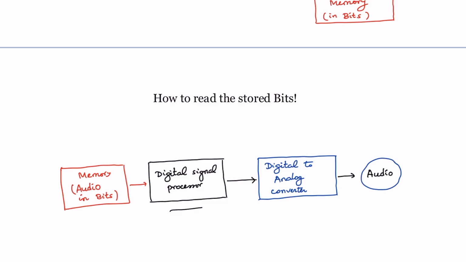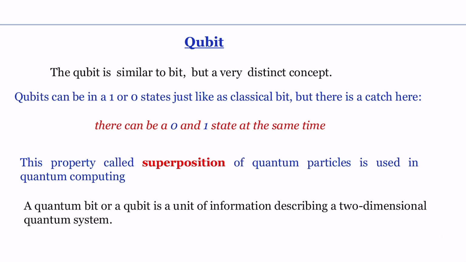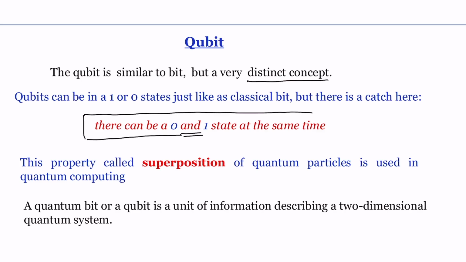I am doing these things very quickly because all of you must be aware of them. And now coming to the qubit, we already know what a qubit is. It is similar to a bit, but it is a very distinct concept because a qubit can be in a 1 or 0 state just like a classical bit, but there is a catch here because there can be 0 and 1 state at the same time. Now here, rather than or, you are writing and, right? So it can be at both 0 and 1 at the same time, and this property, as you know, is called the superposition principle of quantum mechanics, and it is the basis of the qubit.